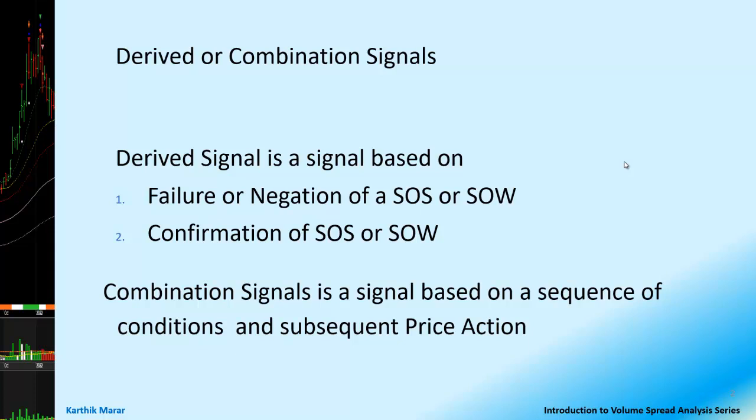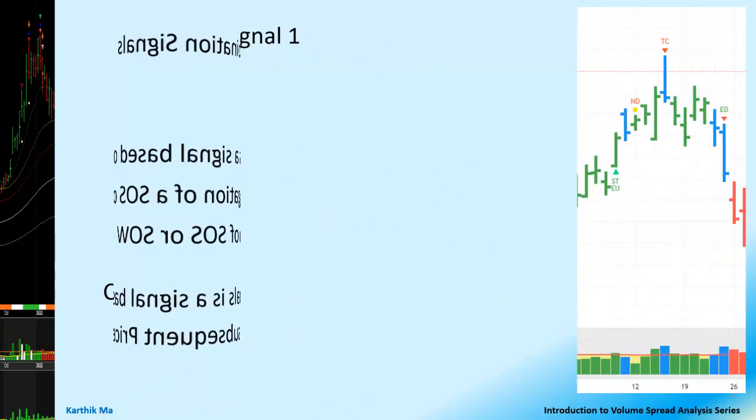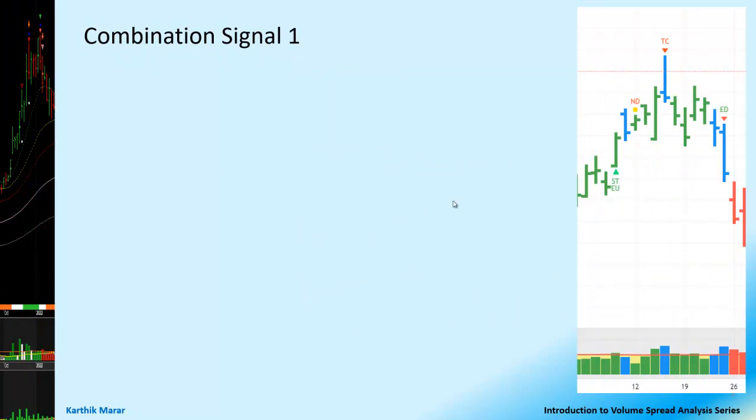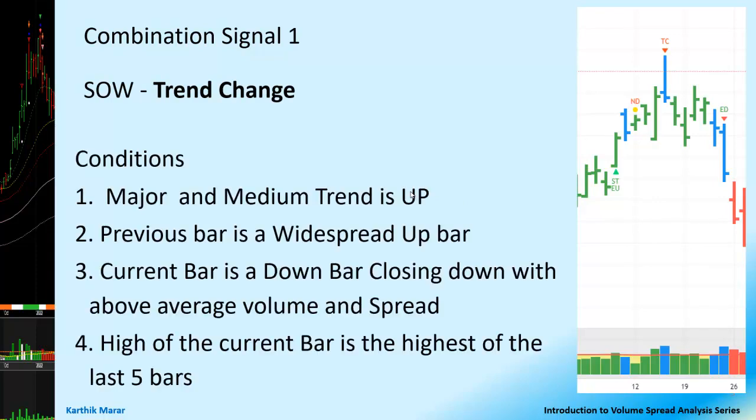Now let's look at our first combination signal. The first combination signal is called trend change. It's a sign of weakness. And in TradingView, it is displayed as TC or trend change. Now, what are the conditions for this sign of weakness?